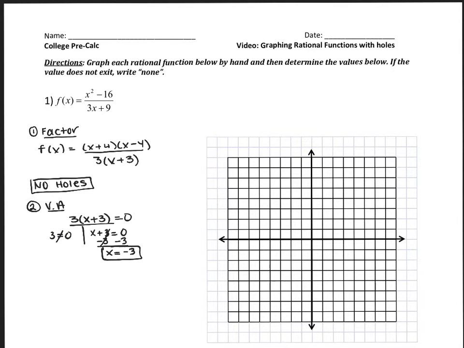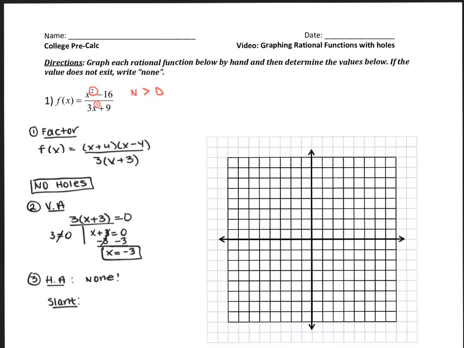Now, if I want to find some horizontal asymptotes, I have to look at the original equation and at the degree of the numerator and the degree of the denominator. The degree of the numerator is 2, and the degree of the denominator is 1. So the degree of the numerator is greater than the degree of the denominator, and if that's the case, there is no horizontal asymptote. But because there's no horizontal asymptote, that means we have a slant.